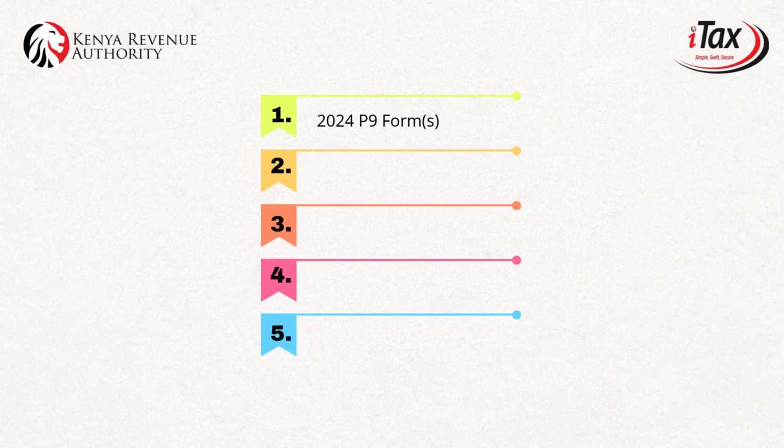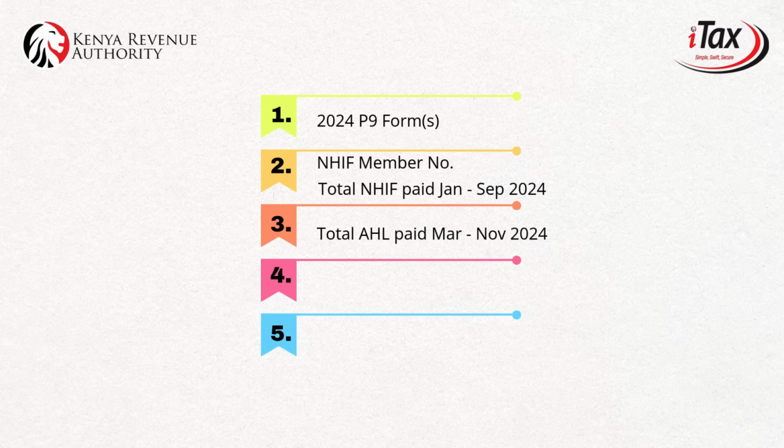1. Your P9 form from 2024 with all your salary data. If you had more than one employer in 2024, get a P9 form from each one of them. 2. Your NHIF membership number and total NHIF premiums paid from January to September 2024. 3. Your total affordable housing levy paid from March to November 2024.